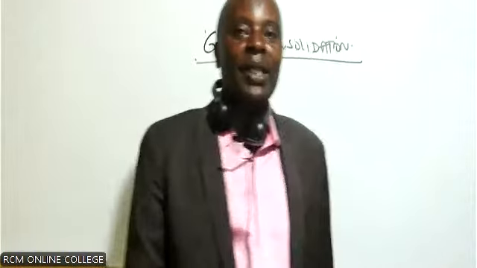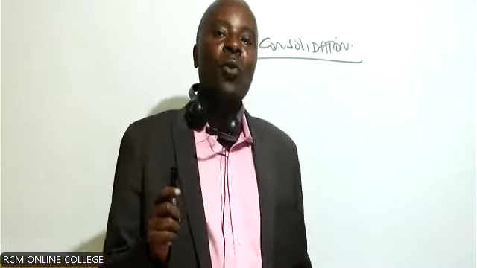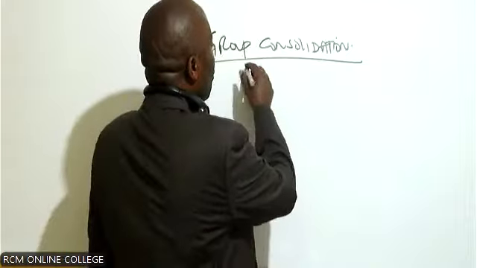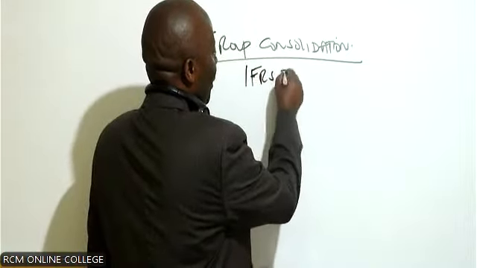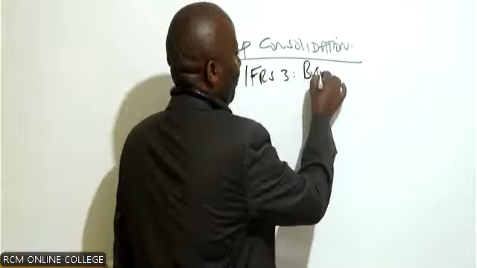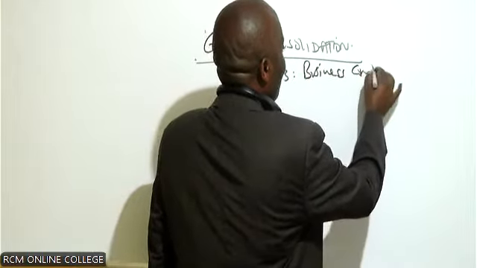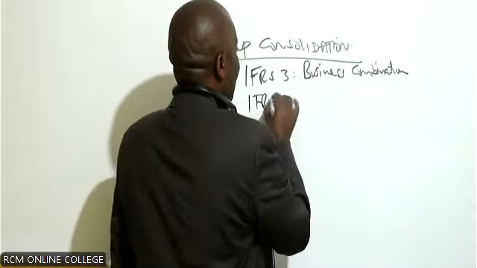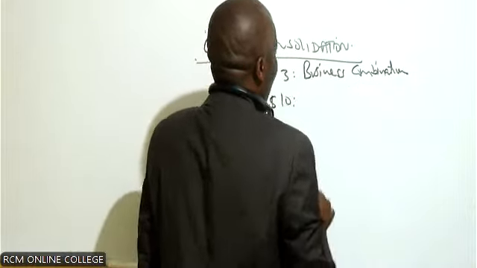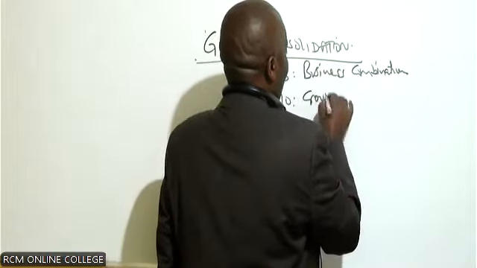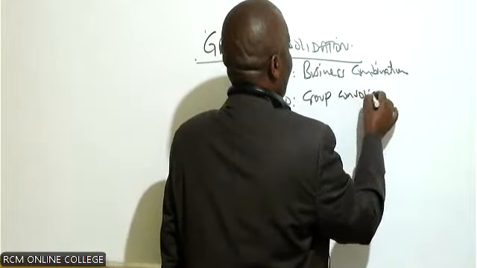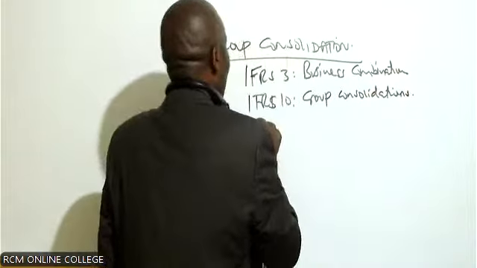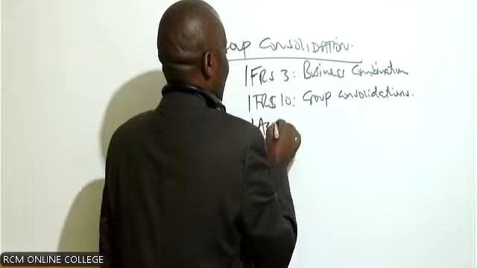Now, ladies and gentlemen, please listen to me very well. Whenever we talk about group, which standards are governing us? We have IFRS 3, business combinations. Then we have IFRS 10, the group consolidations. Then we have IAS 28.